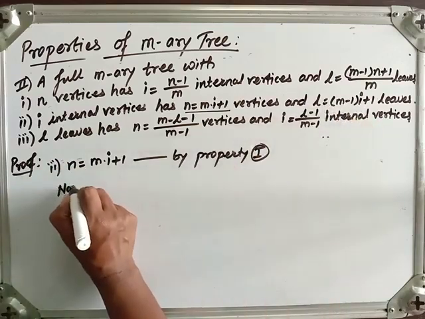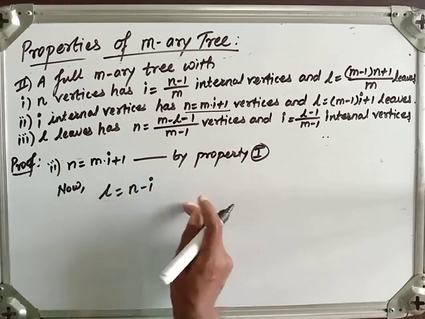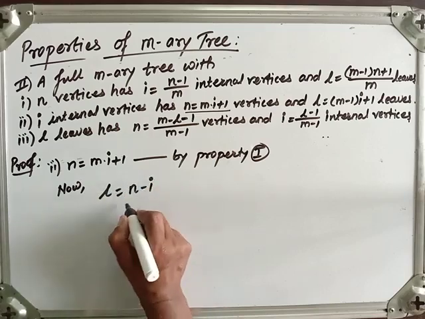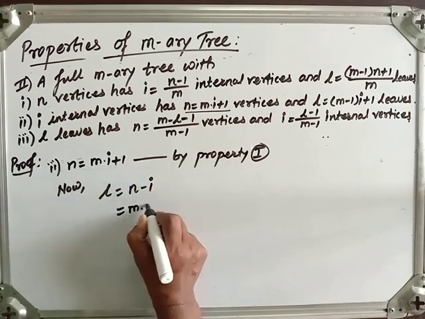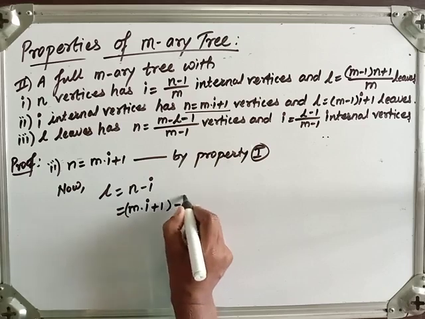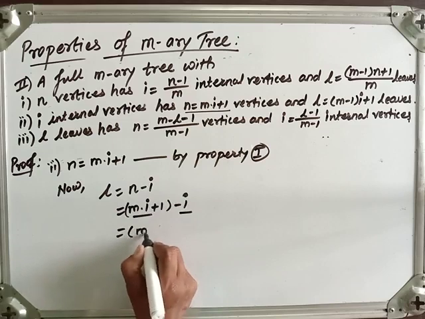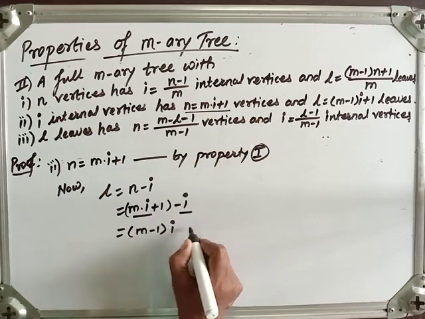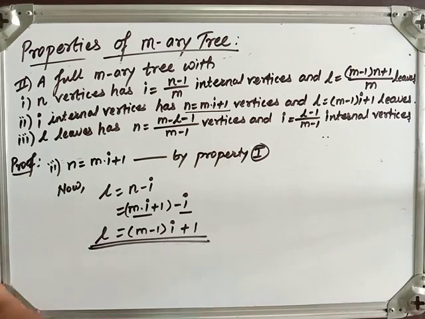Now the question is left for l. You know l is what? n minus i. Right? So n is how much? This one, m into i plus 1, minus i. Now take these two terms together, we get m minus 1 times i plus 1. This is the required result here, right?